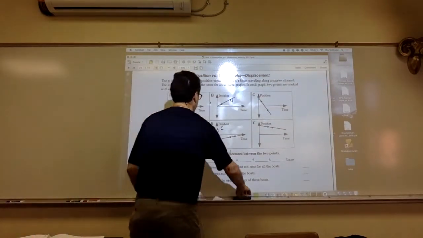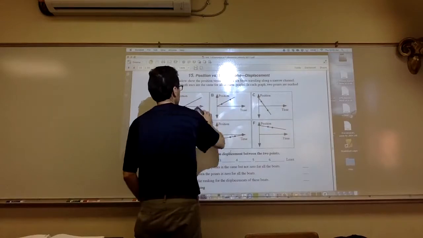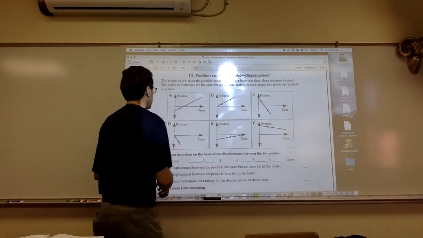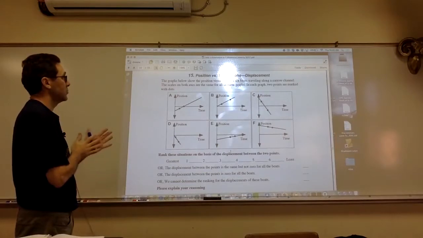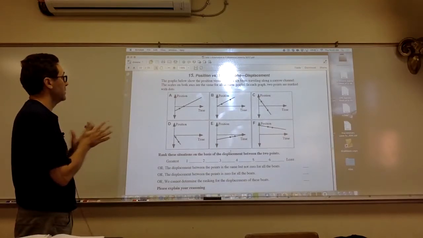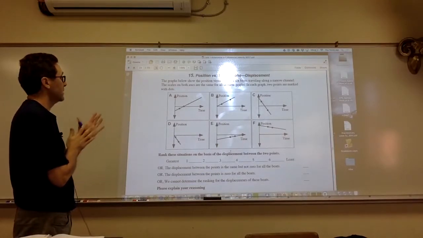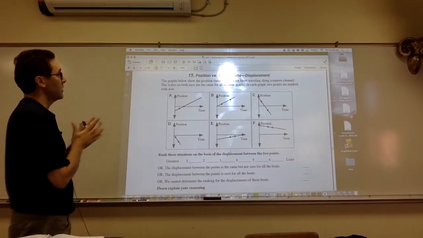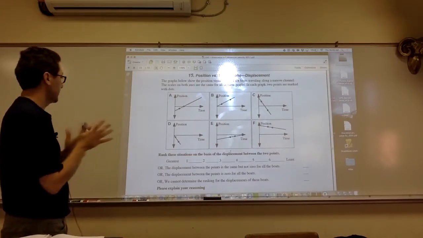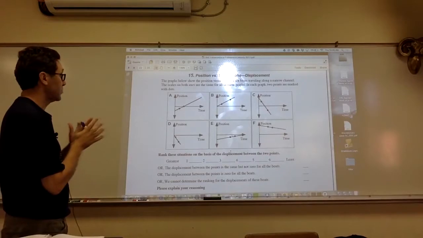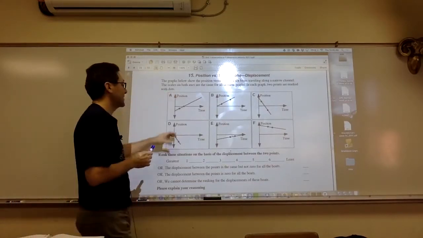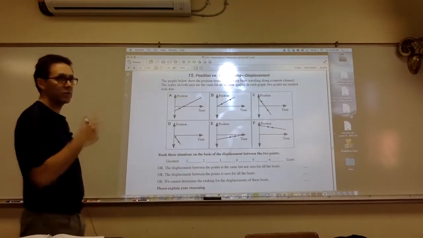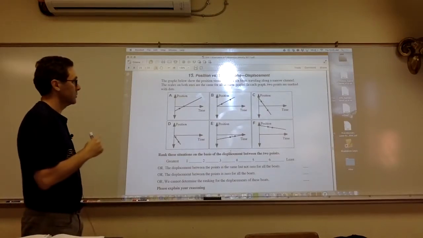All right, number 15. The graphs below show the position versus time for 6 boats traveling along a narrow channel. Scales on both axes are the same. In each graph, 2 points are marked with dots. Okay. Rank the situations on the basis of displacement. Now, if this is a position-time graph, to find the displacement, all you have to do is find the change in position. Okay? You don't do the area.